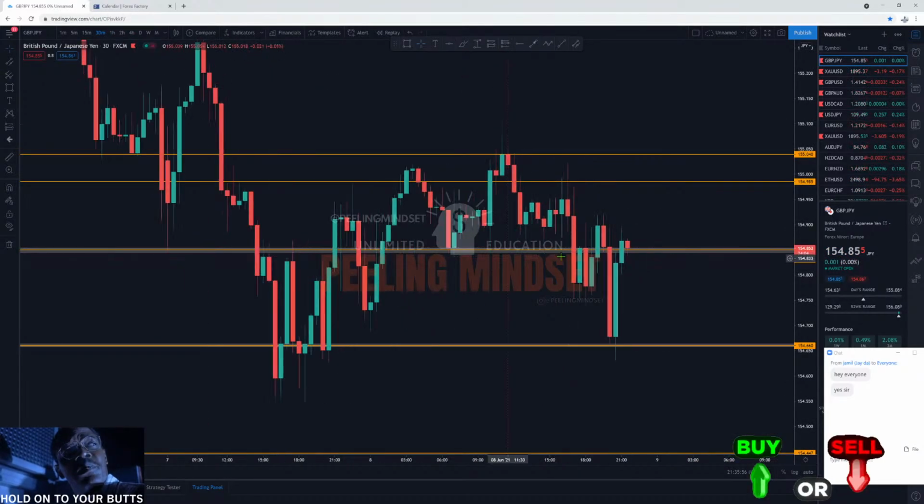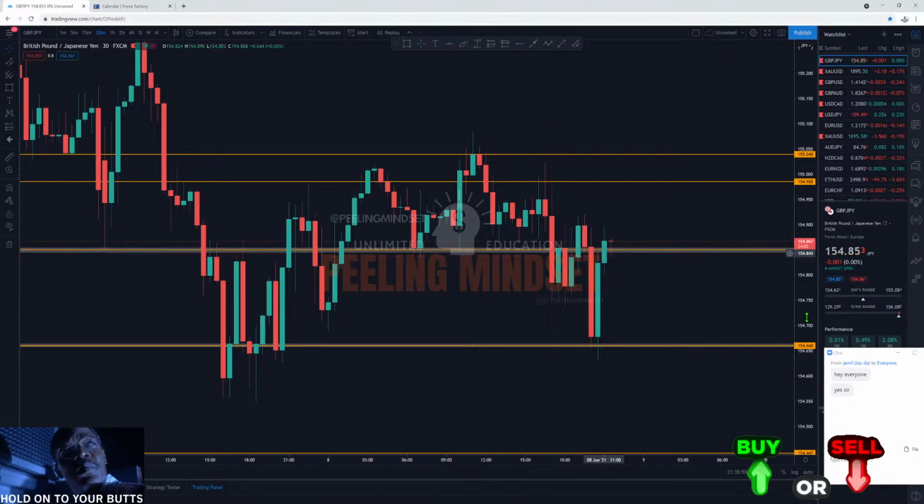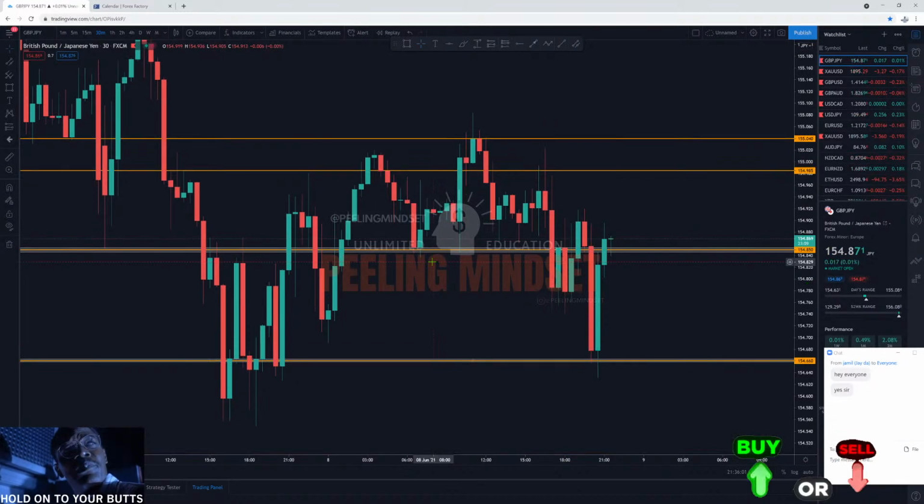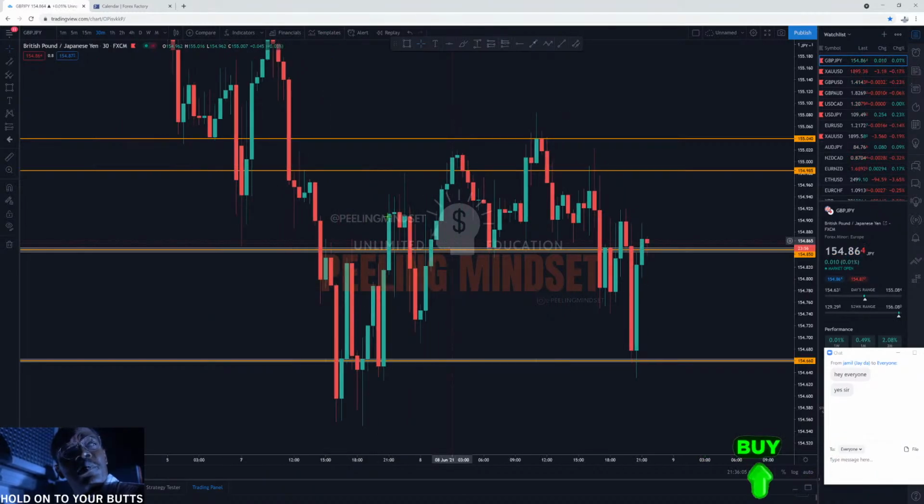Previous 30-minute candle, 15-minute candle closed above 154.850. Interesting. Very interesting.